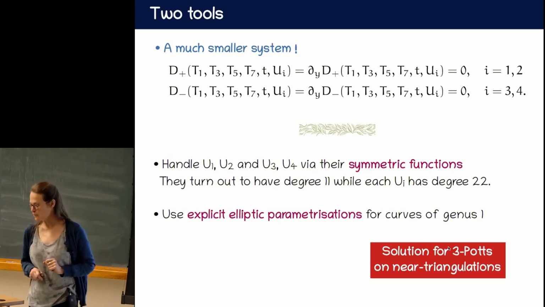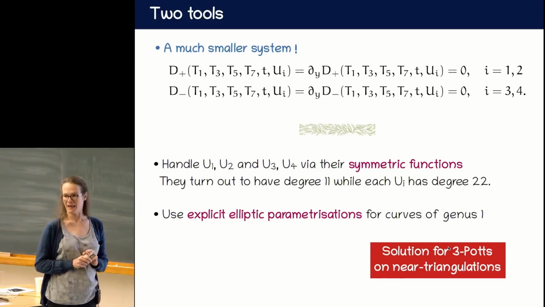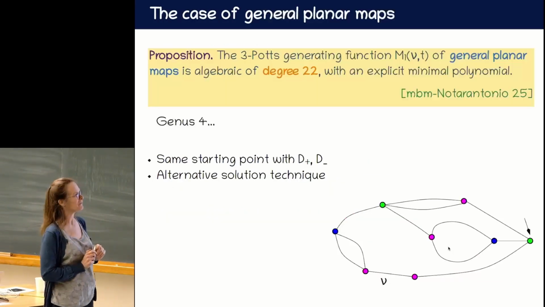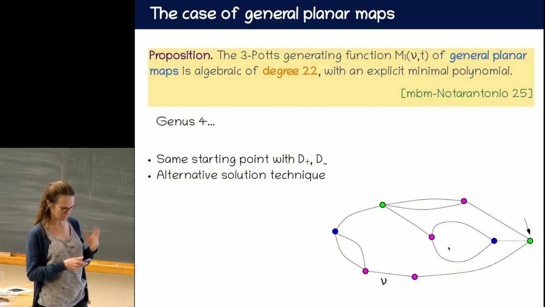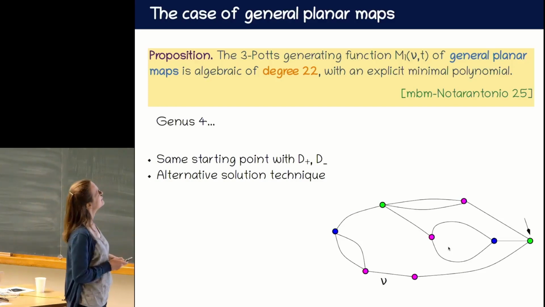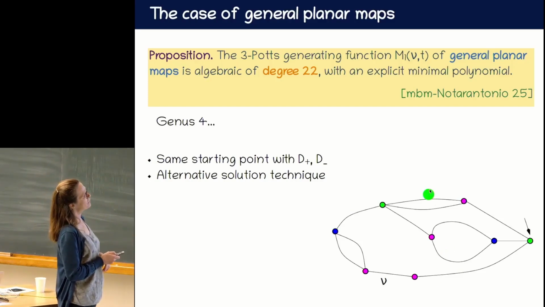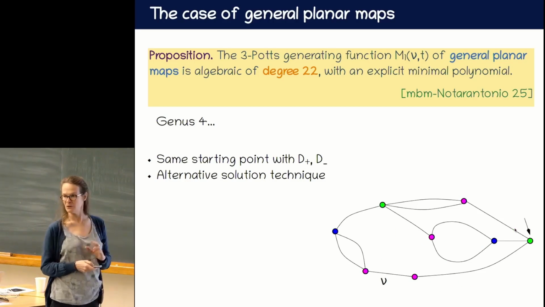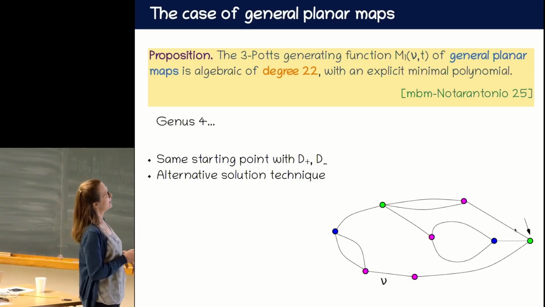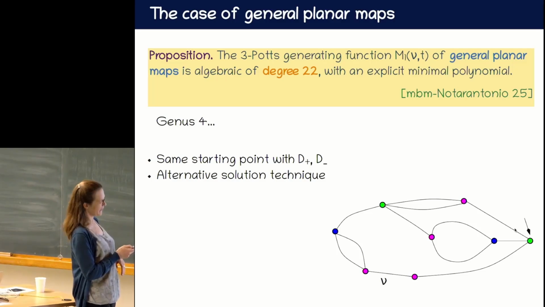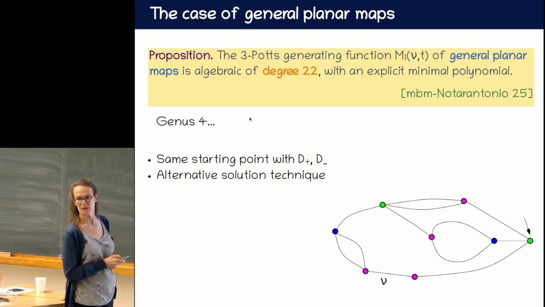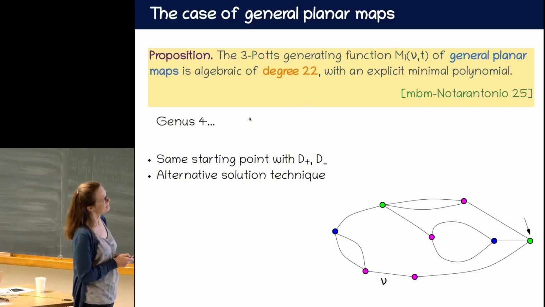Now we were encouraged by this happy success, and there was a second problem of the same nature that had been around also for 16 years with no conjecture in this case. It was the same problem, but for general planar maps, no constraint on the vertices or faces. And for this one, using the same starting point but an alternative technique, we were able to prove that this series here satisfies an algebraic equation of degree 22, and the genus seems to be 4.